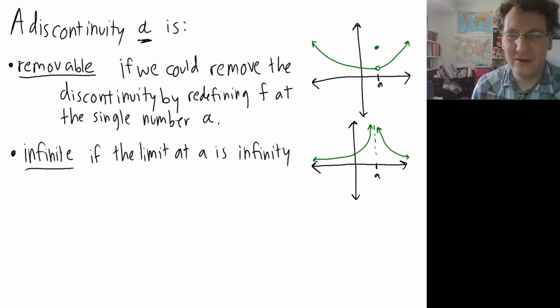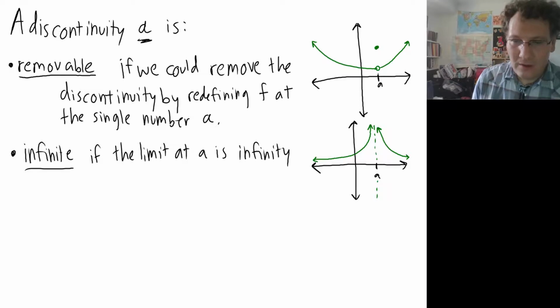The discontinuity is infinite if the limit at a is infinity. An example might look something like this, like the asymptote of a rational function, which we'll talk about a bit later as well. You can't remove that discontinuity because you can't say that the function is equal to infinity at that value, because that's not the way we define functions. So that would be an infinite discontinuity.